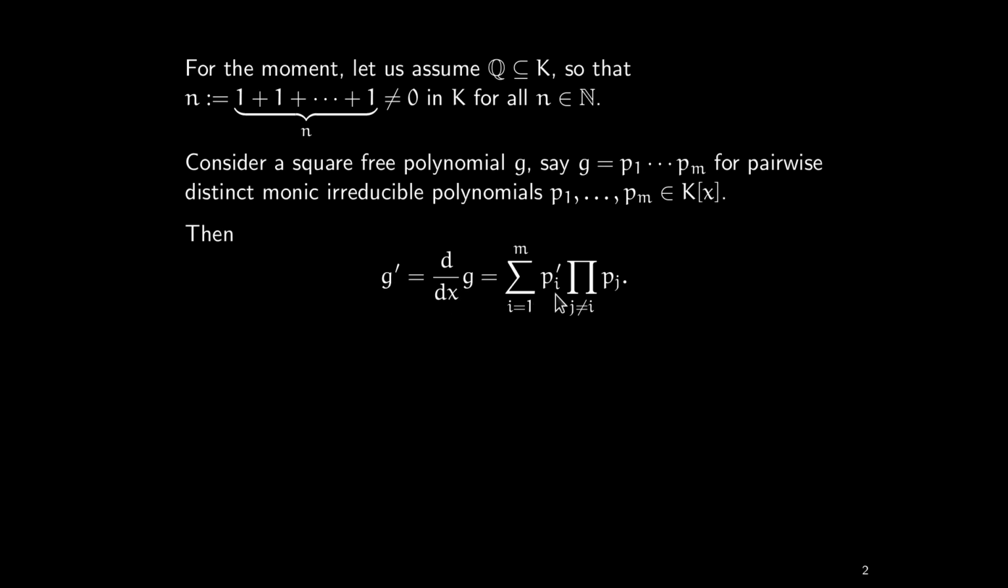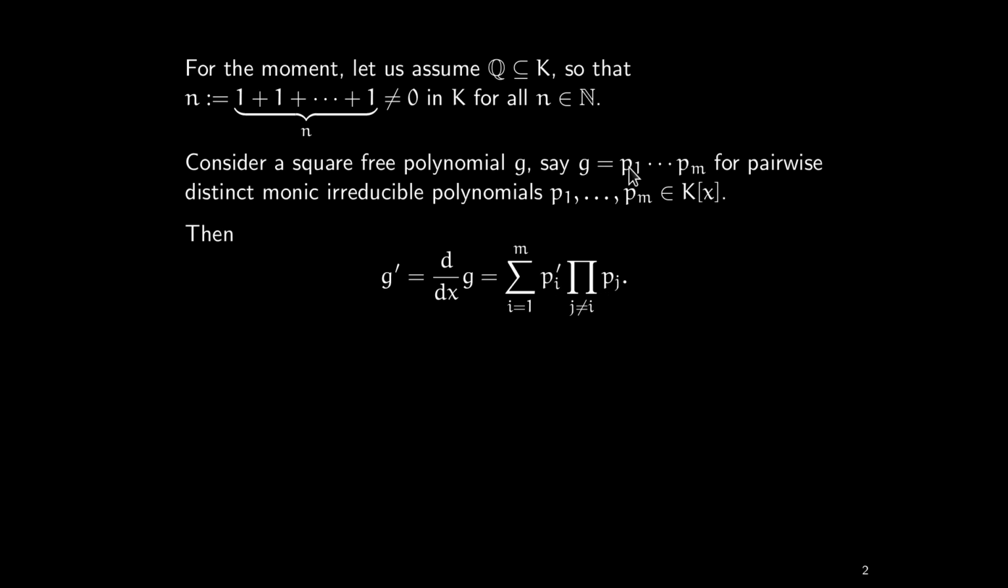The derivative of G here is the derivative of this product, so you apply the product rule where you have m factors. The result is a sum of m things, where each thing is a product obtained from this product by replacing one of the p's by its derivative. So this sum runs from 1 to m, and in the ith summand, the ith p is replaced by its derivative, so you get pi prime times the product of all the other p's. Here j is the running variable, and it runs over all the p's except for the ith p, which is replaced by its derivative.